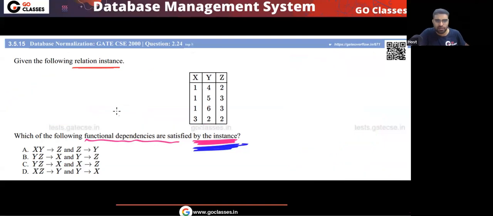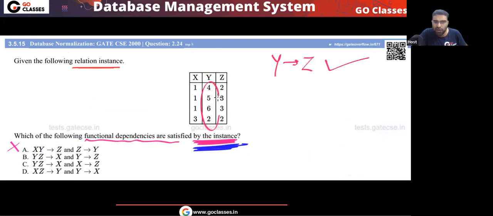Okay. What about the remaining? So you can see option A, that is gone. What about Y determining Z? Can I say Y will determine Z? Yes, Y will determine Z, right? You can see Y will determine Z.